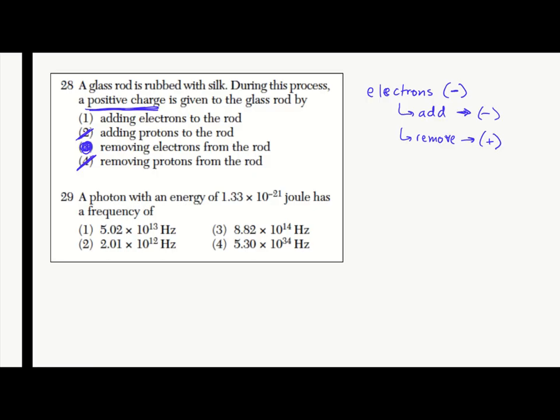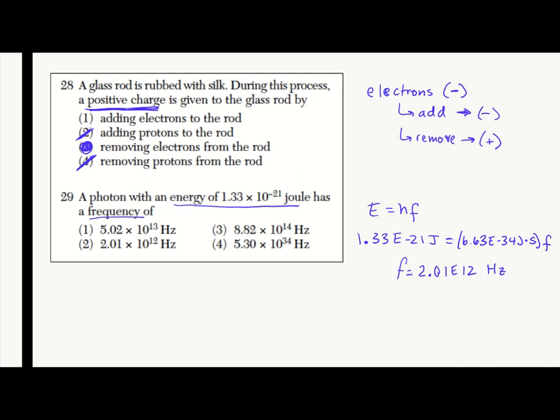Alright, number 29. A photon with an energy of that many joules has a frequency of blank. So energy in photons and their frequency. So the dual nature of light. E equals hf. H is Planck's constant at the front of the reference table. So energy in the photon, 1.33 times 10 to the negative 21 joules equals Planck's constant, 6.63 times 10 to the negative 34 joule seconds times f. And f is equal to 2.01 times 10 to the 12 hertz. And that's choice 2.